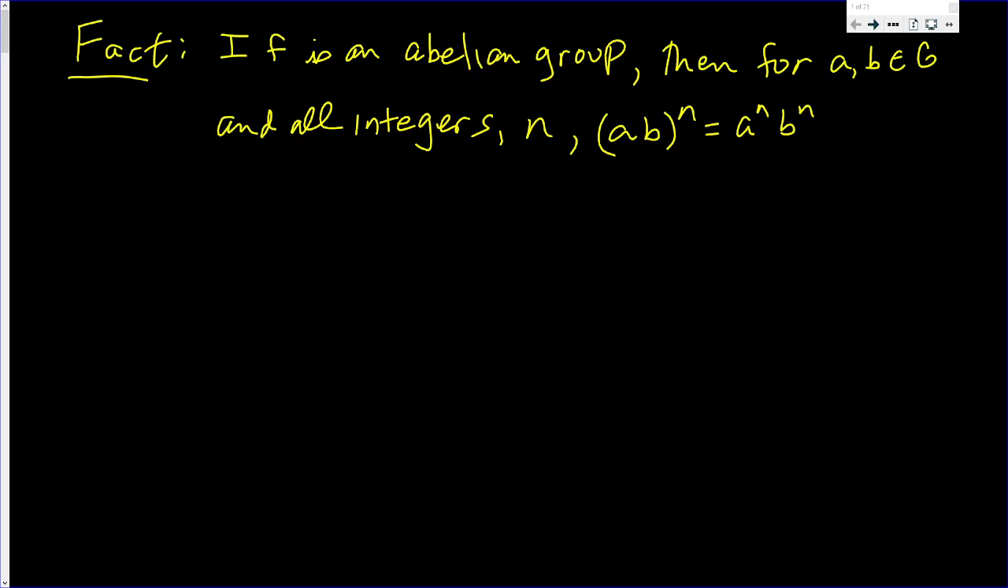In this video, I'm going to prove an important theorem. If G is an abelian group, then for all A and B in this group and all integers n, we have that (AB) to the n is simply A to the n times B to the n. We're going to prove this with three cases.